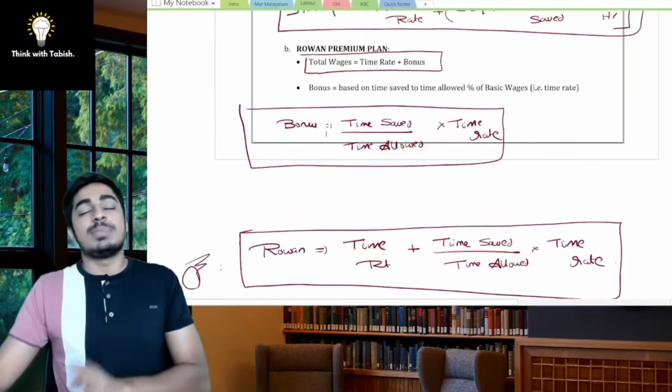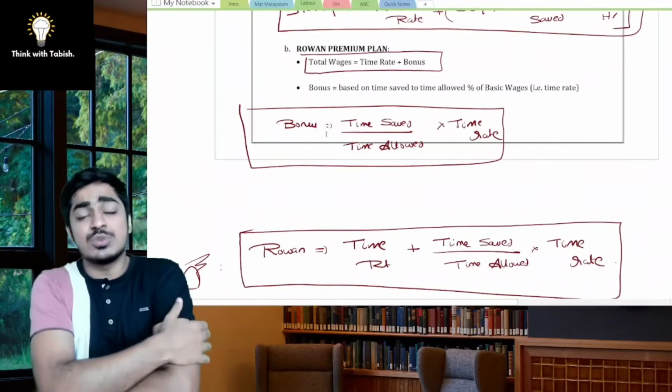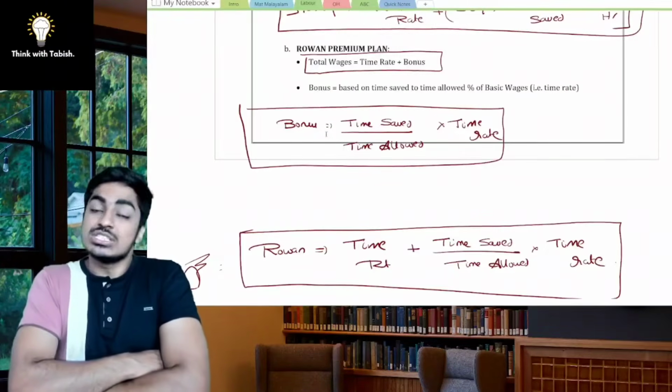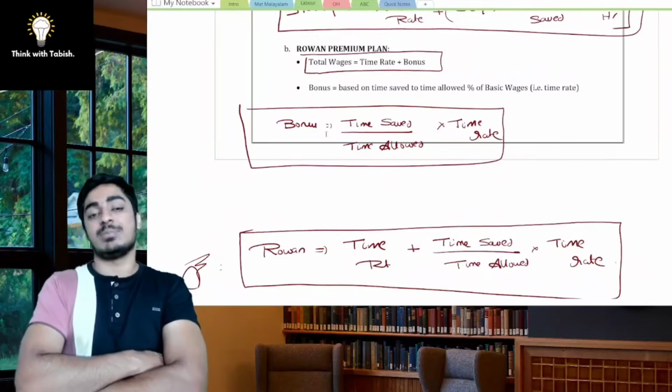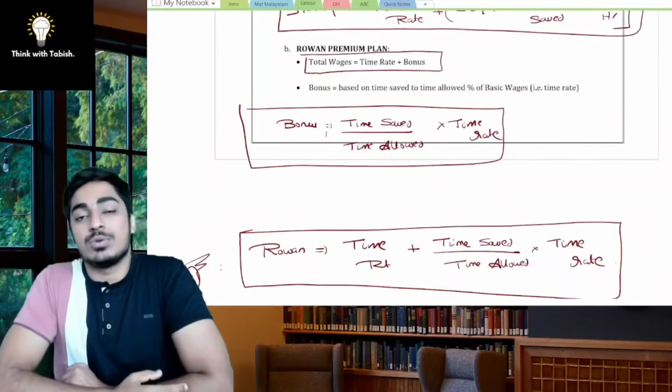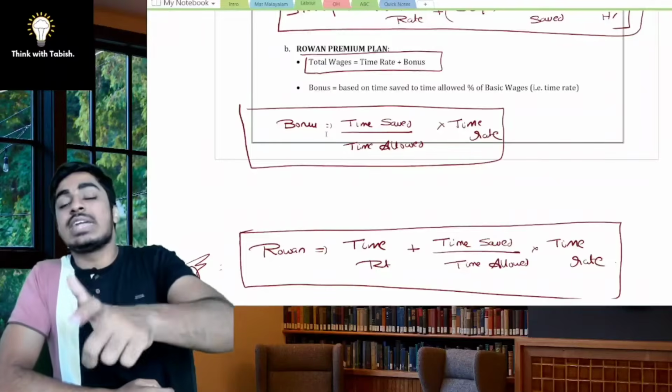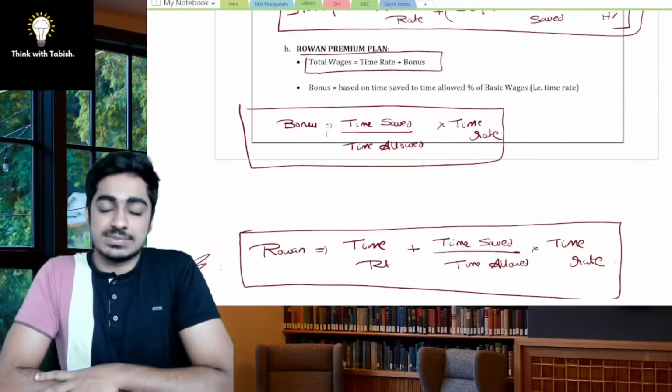Then we have the Rowan plan. Rowan plan is also more or less the same thing. It is telling time rate you give to everyone. Bonus you pay only to the efficient employees. Now we ask, how do we pay bonus? It is telling you pay it based on time saved to time allowed percentage of basic wages.